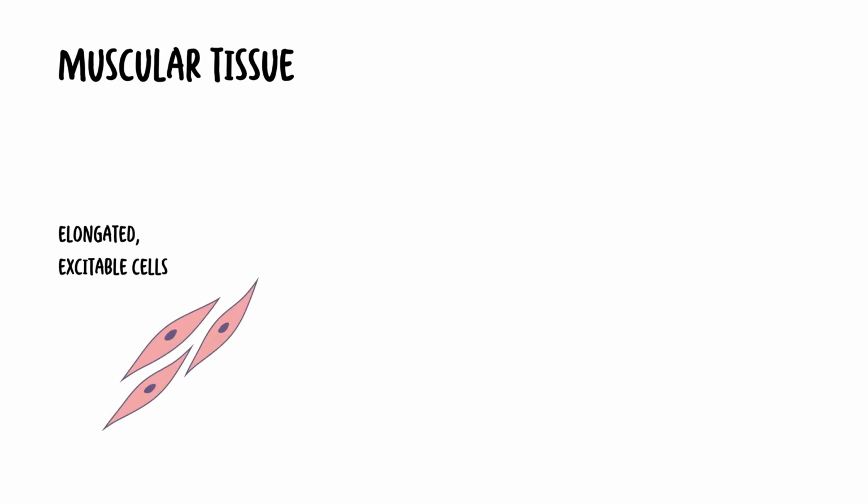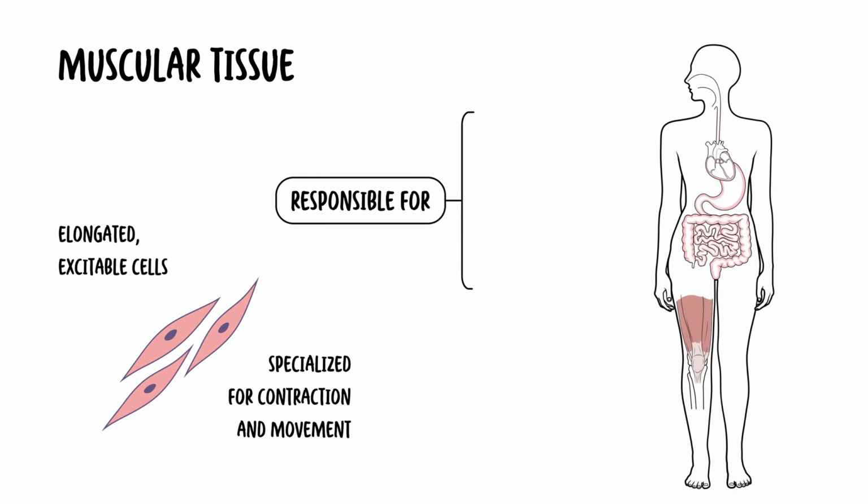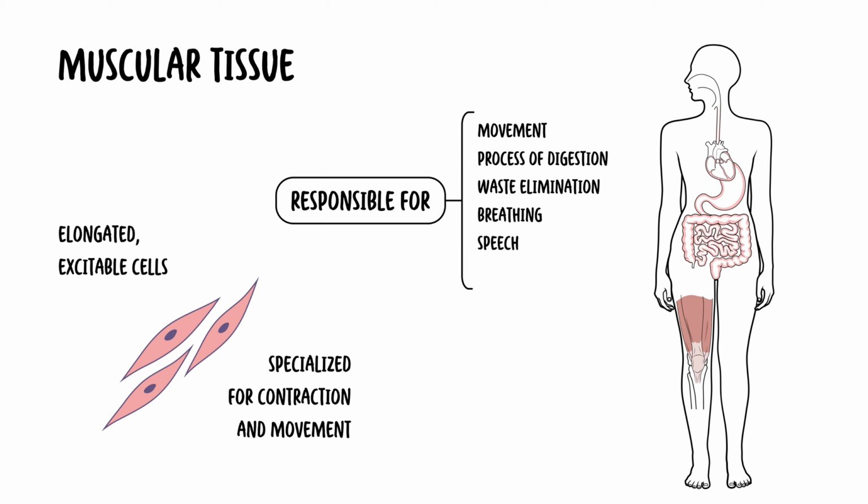Muscular tissue is composed of elongated, excitable cells that are specialized for contraction and movement. They are not only responsible for movement. Muscle is also important for the process of digestion, moving food down your gastrointestinal tract, waste elimination, breathing, speech, and blood circulation.